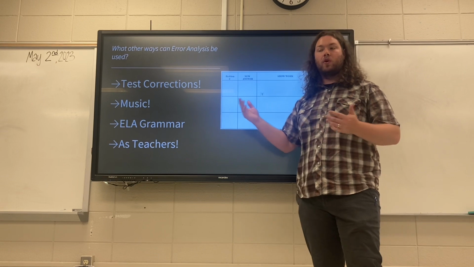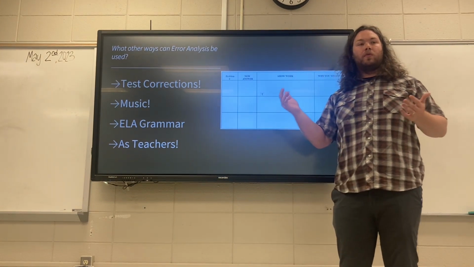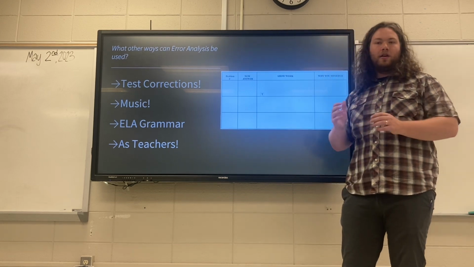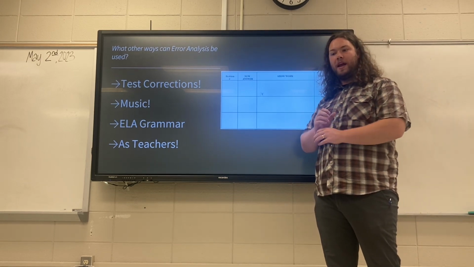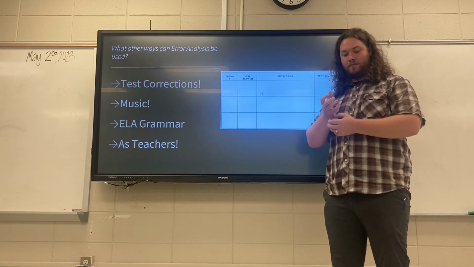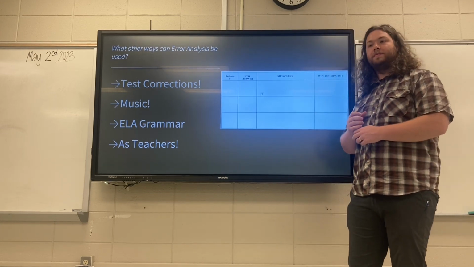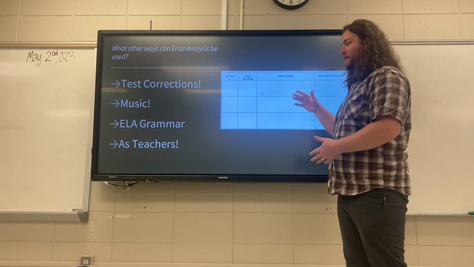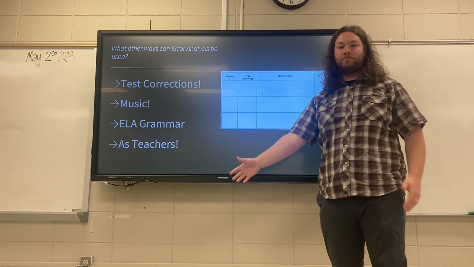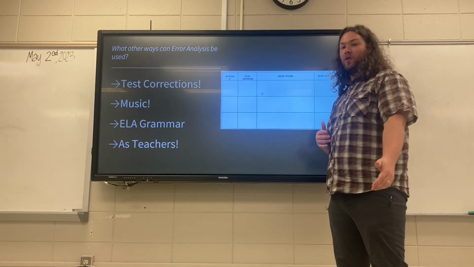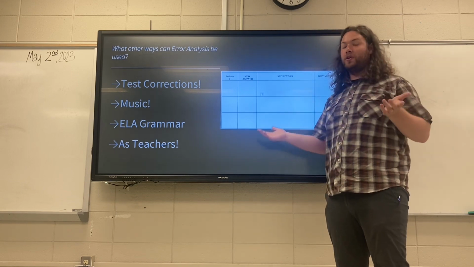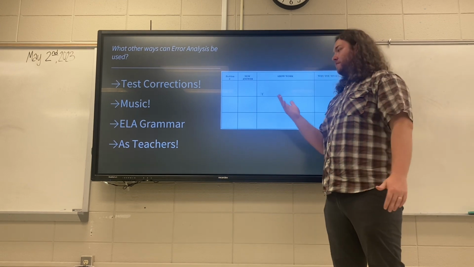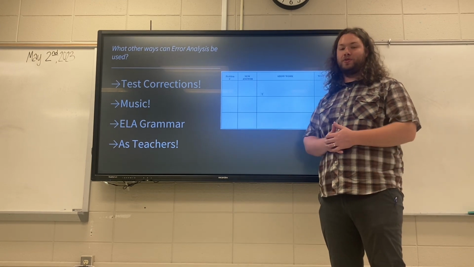In music, record yourself. Play it back, and then look. Well, 30 seconds in, I tried to play a B, and I did the hand motions for a C. By critically thinking, we can analyze the mistakes that we make. In English language arts, the misplaced comma, the misplaced semicolon. Well, maybe you shouldn't have even used a semicolon. By doing error analysis, we can improve in English language arts, improve our writing and social studies.